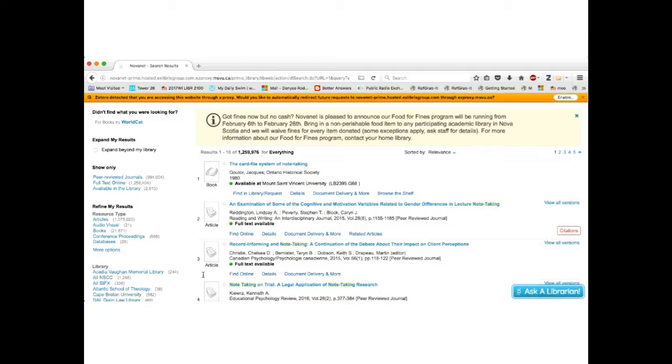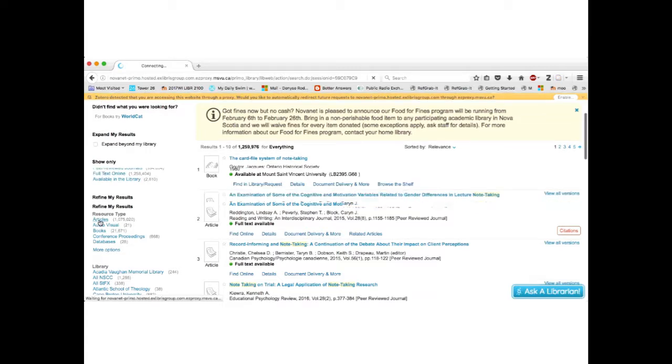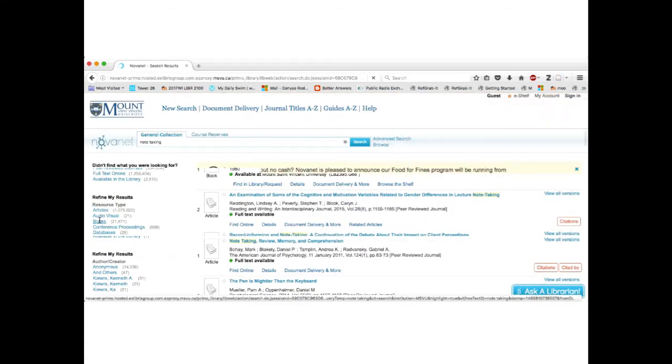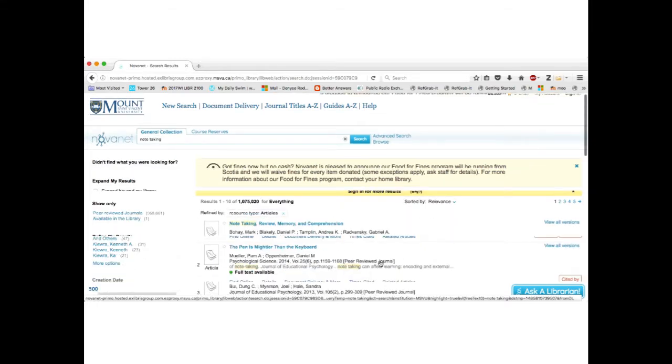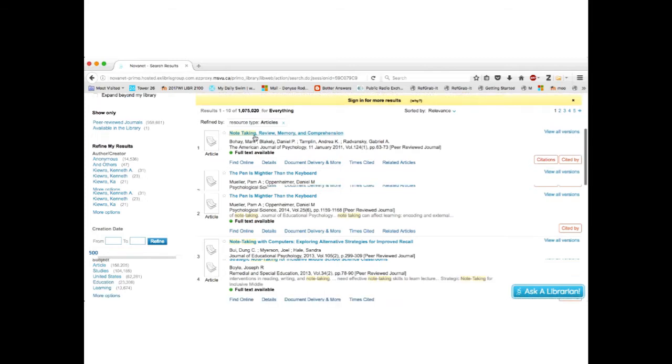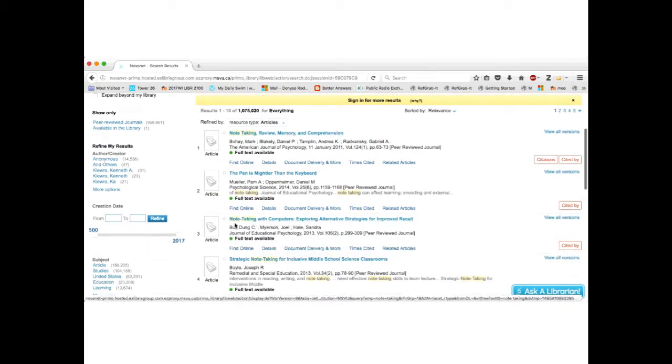Great, so we've got them both here. If you want one more than the other, you can use the left-hand side here to narrow down. So you can see here, if I only wanted articles, I can say, okay, just give me the articles. And then you can take a quick look at the title here, just to see a little bit about what might be related to what I'm looking for.